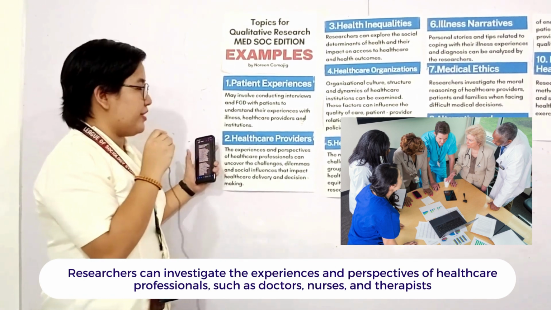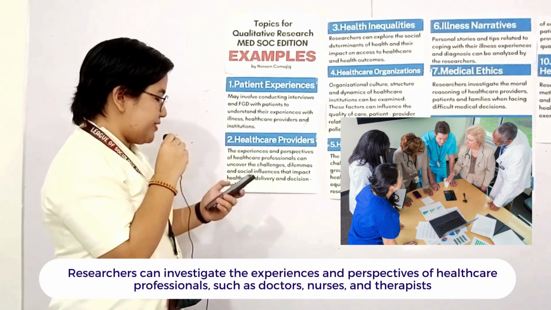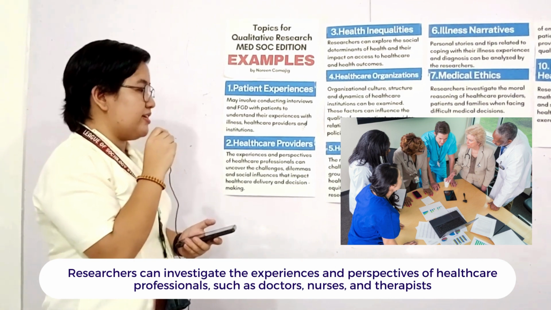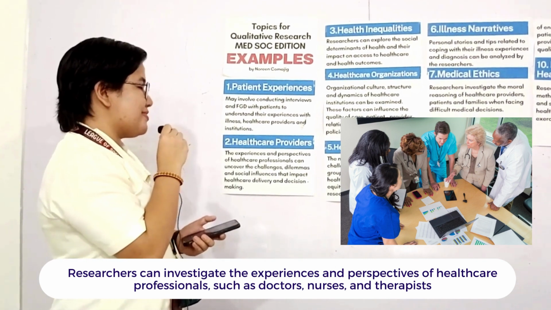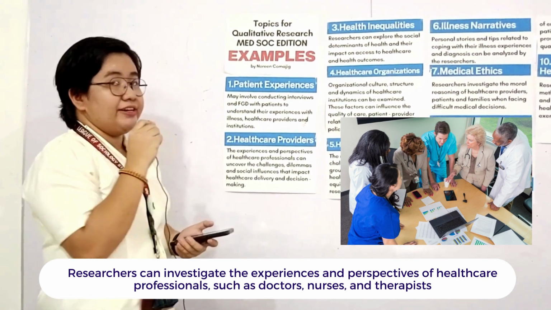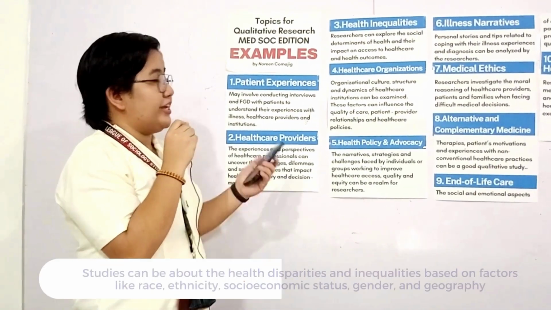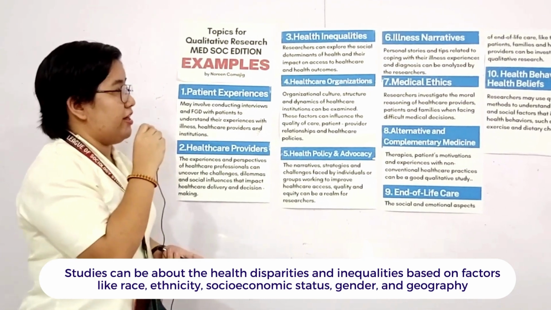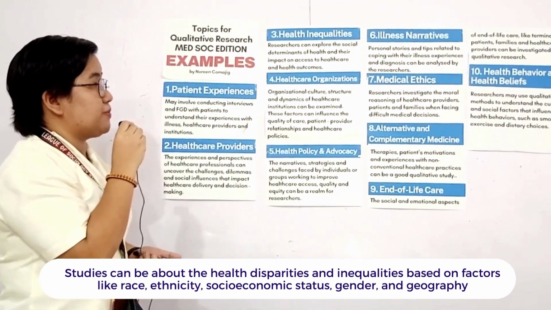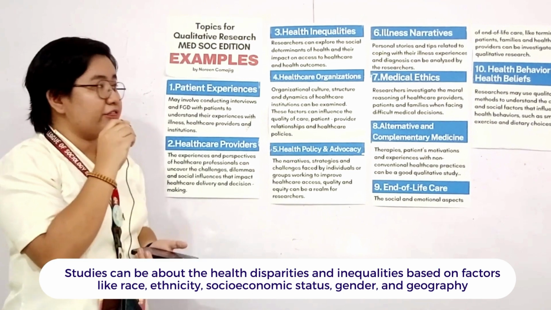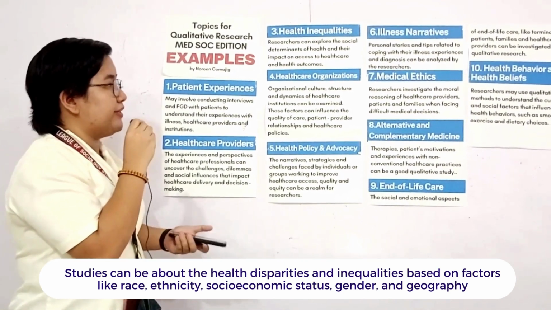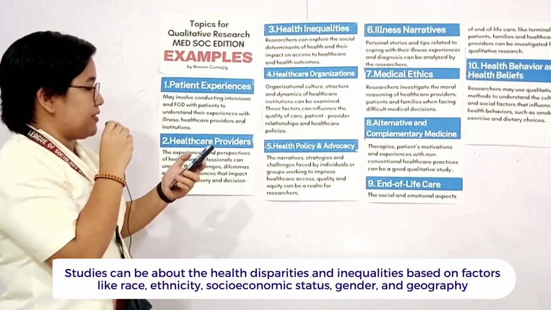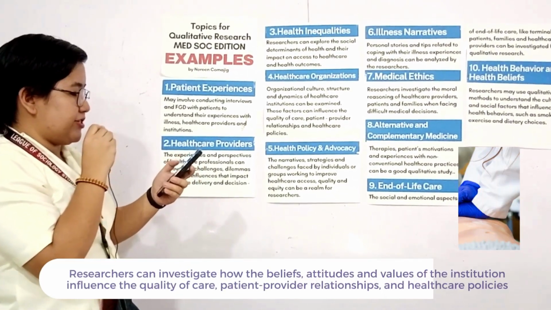Number two is healthcare providers. The experiences and perspectives of healthcare professionals can uncover the challenges, dilemmas, and social influences that impact healthcare delivery and decision making. Number three that we can talk about in medical sociology is health inequalities. Researchers can explore the social determinants of health and of course their impact on access to healthcare and health outcomes. Number four is healthcare organization.